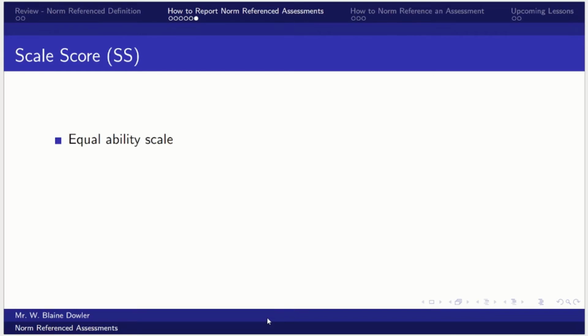Now, a scale score is a way to build an equal ability scale. So two students who are 10 units apart have the same amount of skill gaps between them, regardless of whether those are 10 points at the grade 1 level or the grade 12 level. Unfortunately, there is no universal standard for what scale score to use. The test creators for each norm-referenced assessment can choose which scales they have.